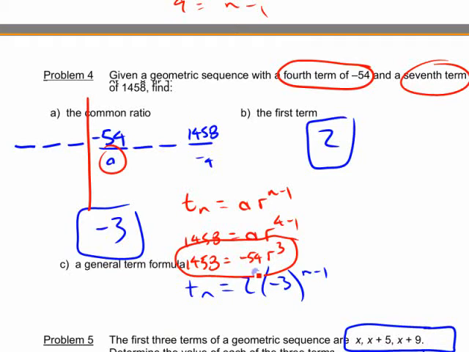Divide by -54. Take the cube root of each side. That's one way to do it. Another way to do it is this.